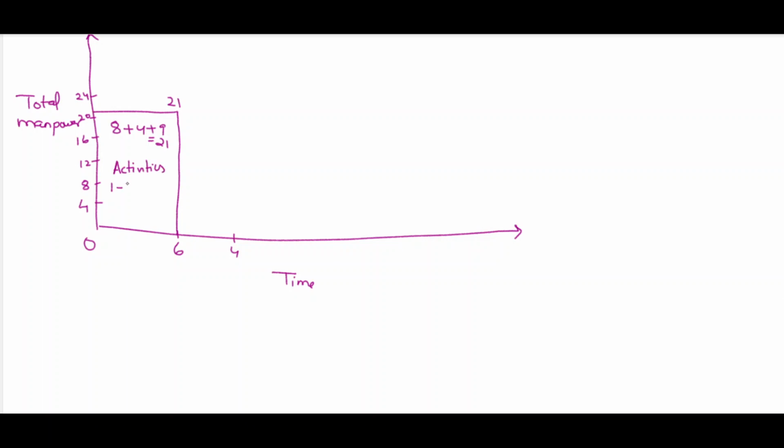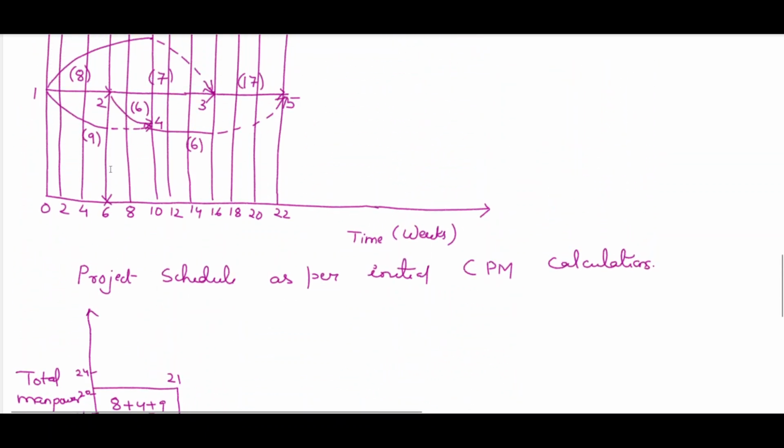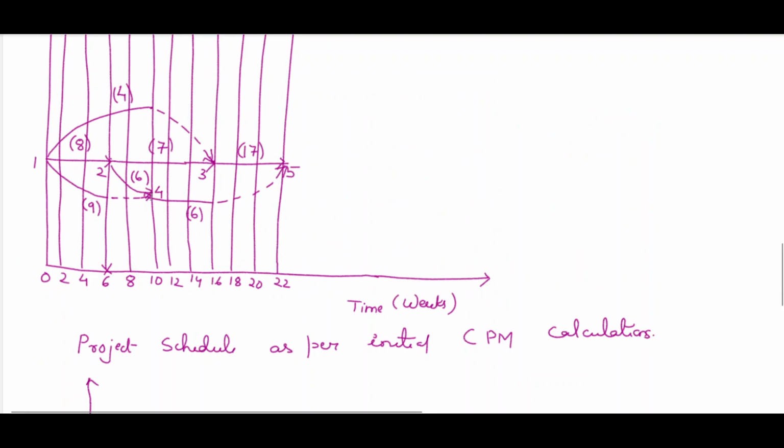Activities 1-2, 1-3 and 1-4. We have not done any sort of modification. Then from node to node 4, that means up to 10, this point 10, let's see the manpower.